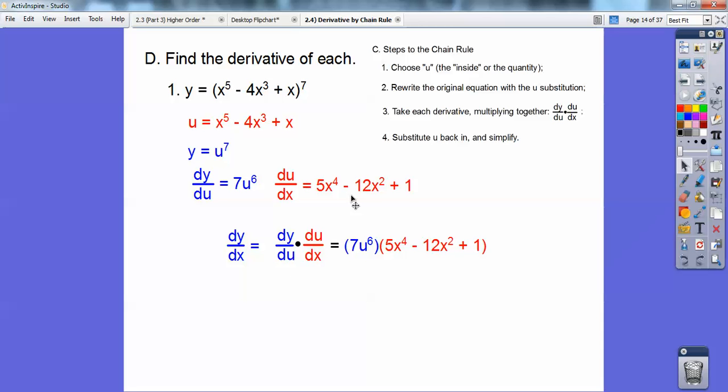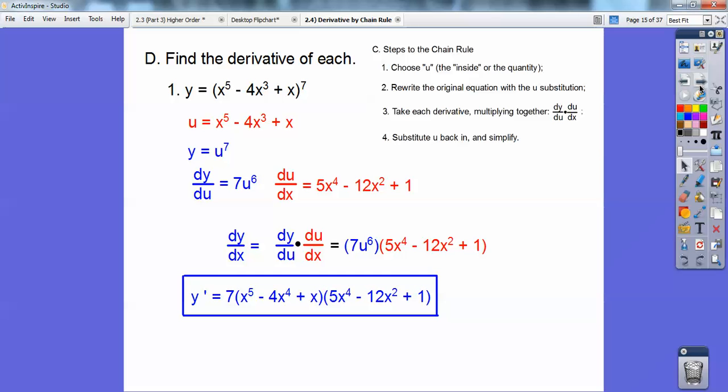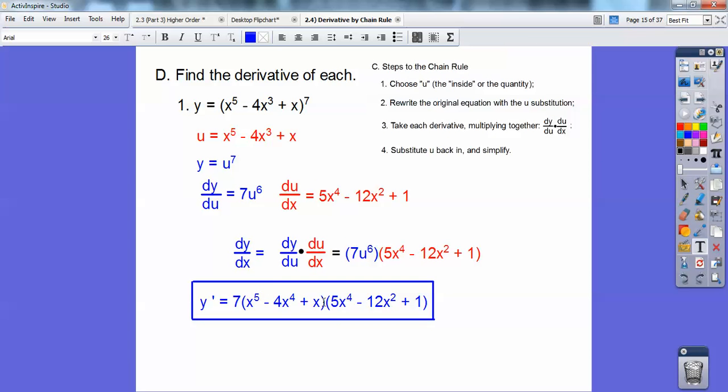Okay, I'm almost done. Now I just have to substitute the u back in. This u is this quantity right here, and it goes right here. Final answer, and you just leave it as that big messy thing. Whoops, I forgot something: I forgot my sixth right here. Golly. All right, there's a little 6 right here. Sorry about that. Okay, there's the answer: 7 times this quantity to the 6, times 5x to the fourth minus 12 and so on, that big old messy thing right there.